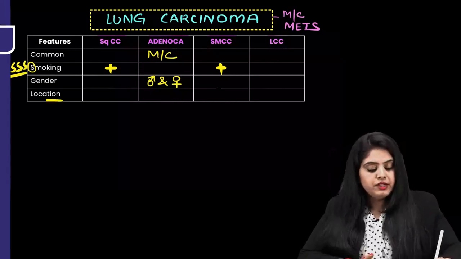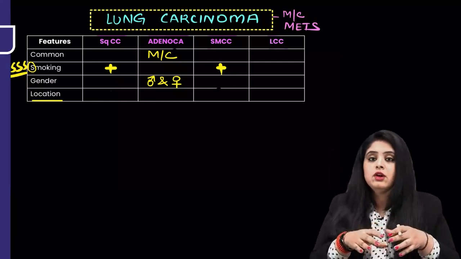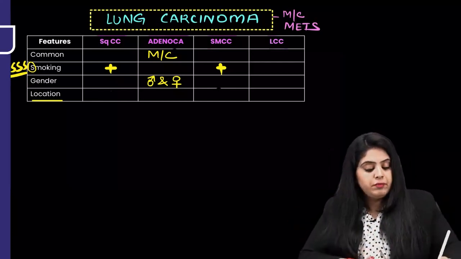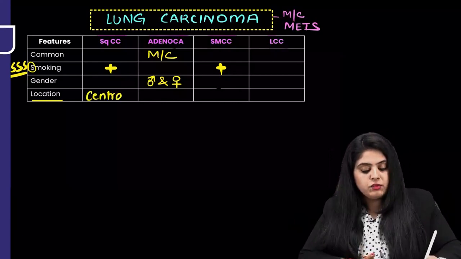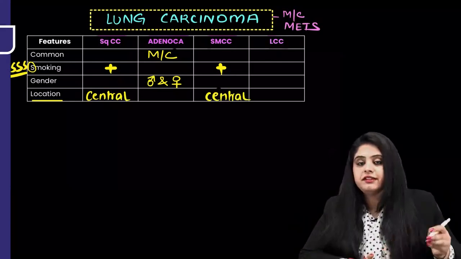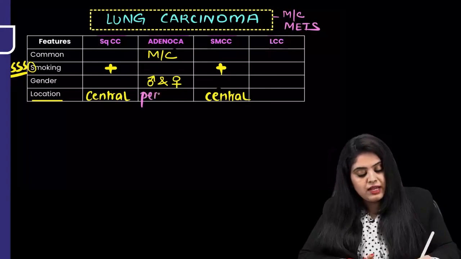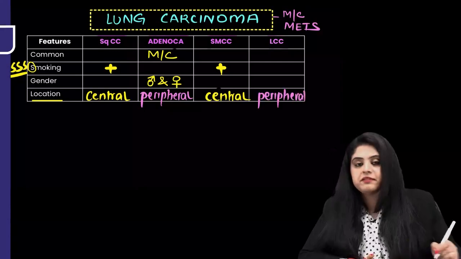Which of them are associated with some kind of location? Location where they will ask you either it is central or it is peripheral. So remember the way I write central. Central mein woh S wala sound hai na? To squamous and small are going to be central. SS. Squamous, small, central. Whereas adenocarcinoma and large cell are going to be peripheral. How simple? Adenocarcinoma and large cell is going to be peripheral.